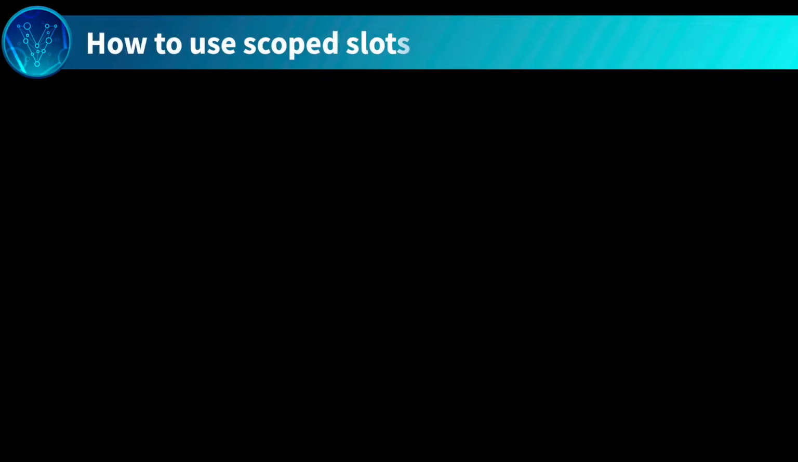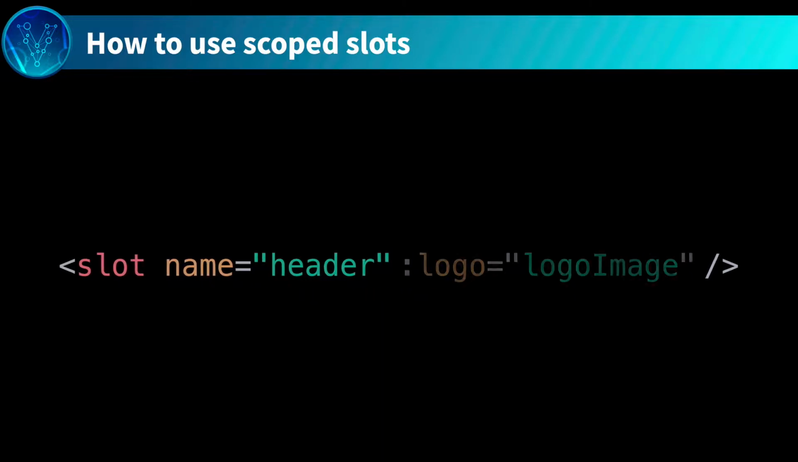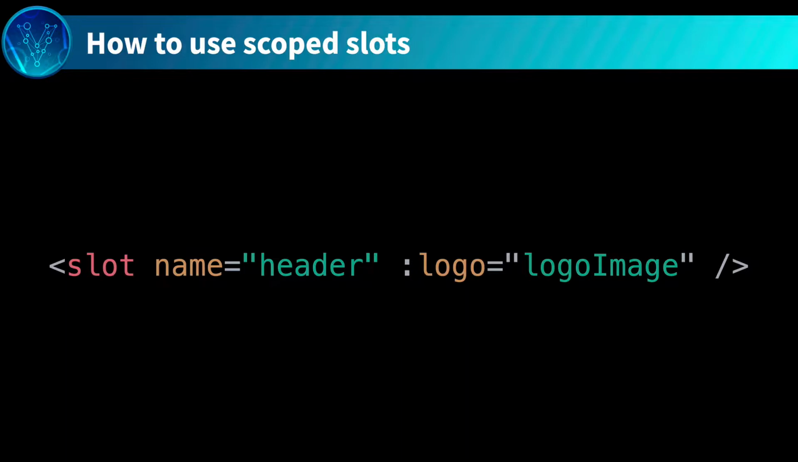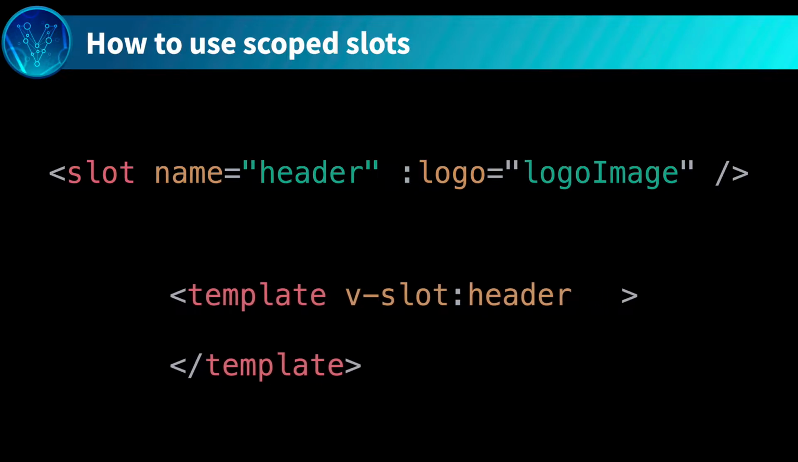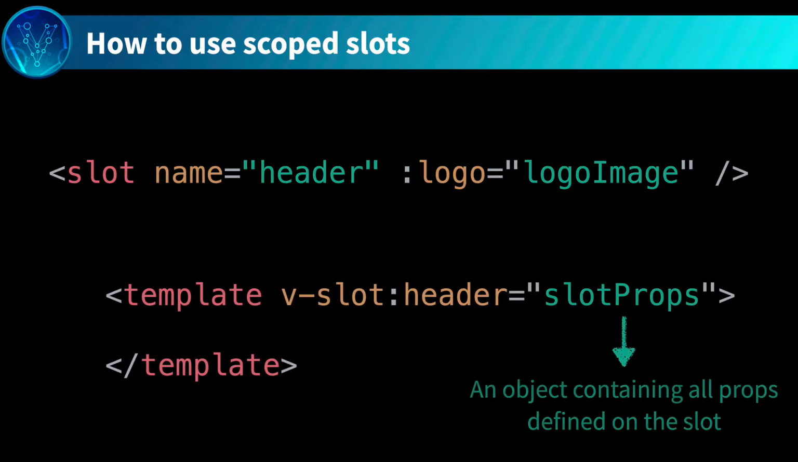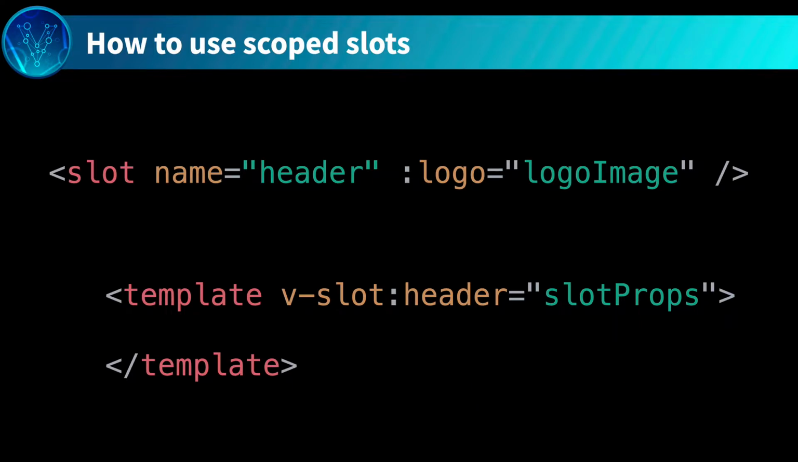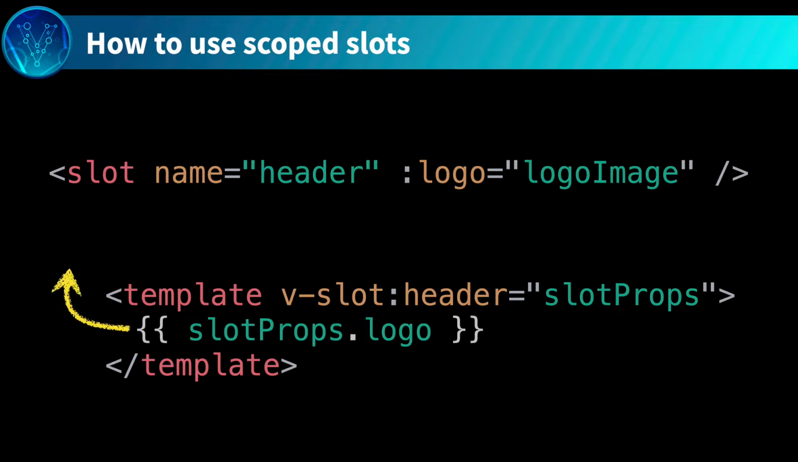So as far as how to use scope slots, let's start with a standard named slot of header. What we do is we define attributes on our slot just as we would define props in other components. In this case, we're binding the logo to logo image. Next, inside of our template, where we're assigning the v-slot header, we go ahead and open up v-slot props. This is an object that contains all of the props that have been defined on this particular slot. In this case, our logo. Next, all we need to do is access it by typing slotProps.logo, and this will go ahead and call our logo attribute inside of the slot.